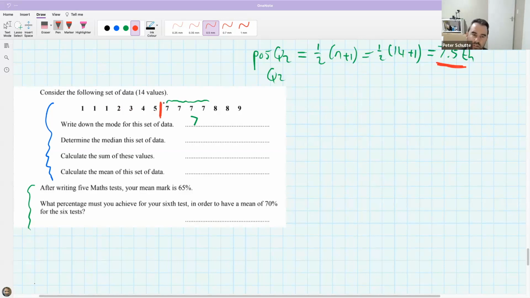Because the position is between two values, we actually have to average them out. And so the way we do that is we say, look, 5, well, let me do it up here. We say 5 plus 7 over 2 gives us 6. So 6 is the value of the median, and it's in position 7.5.